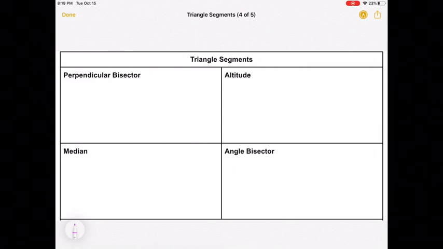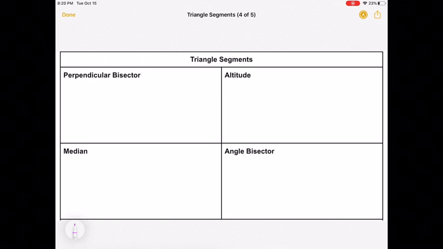All right, now triangle segments. So this is just some vocab of what you're going to be seeing. So you're definitely going to need to know what these things mean, because they help you find congruence, and they help you find more congruent sides and things from knowing what these are. So just going to define these at first, and then we'll draw a picture of each of them.